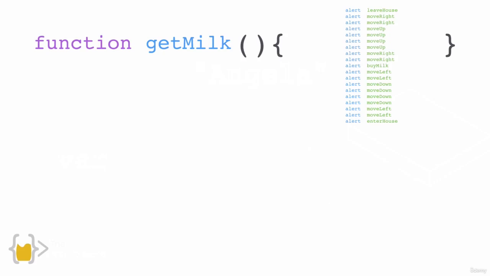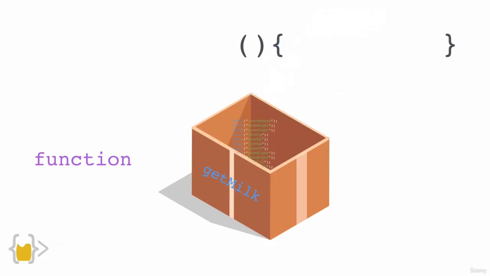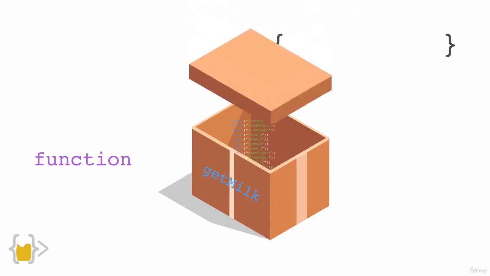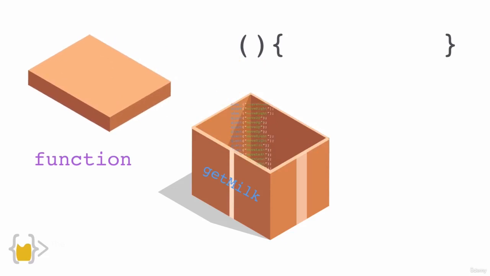Well, functions work quite similarly. We use the function keyword to say that we're creating a new function, and then we get to give the function a name to identify that block of instructions. And finally, we get to put in all the instructions that we want to be carried out whenever we call the function getMilk. And when we do call the function getMilk, then all of the instructions inside that function will get taken out and executed.